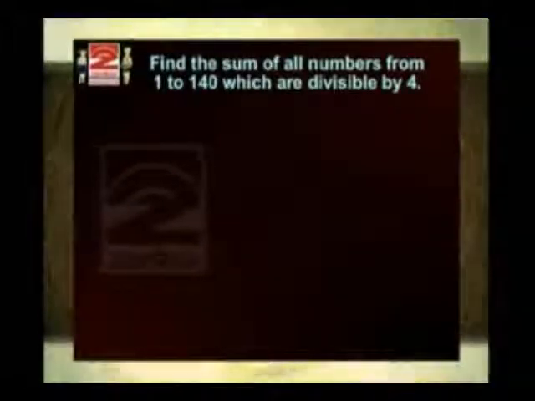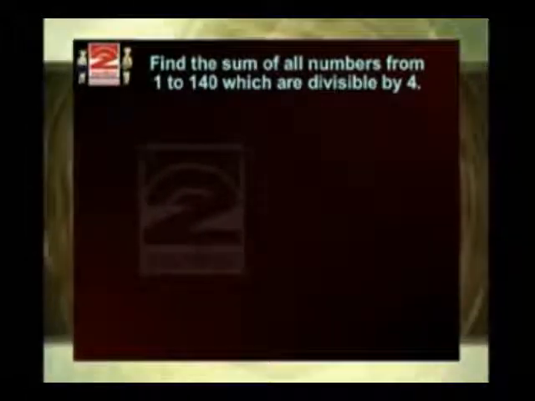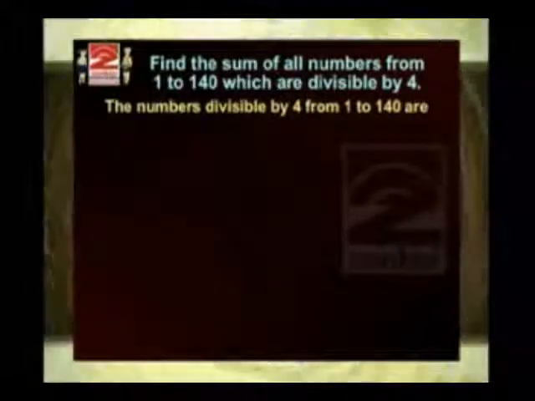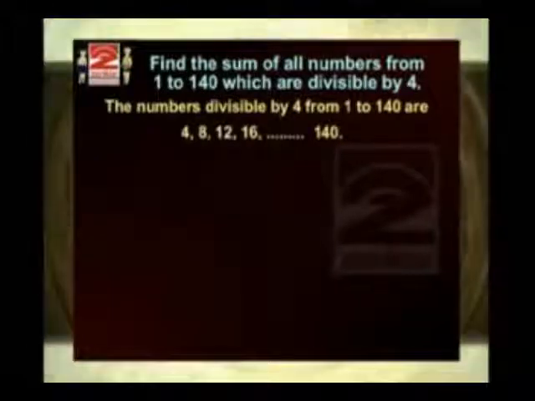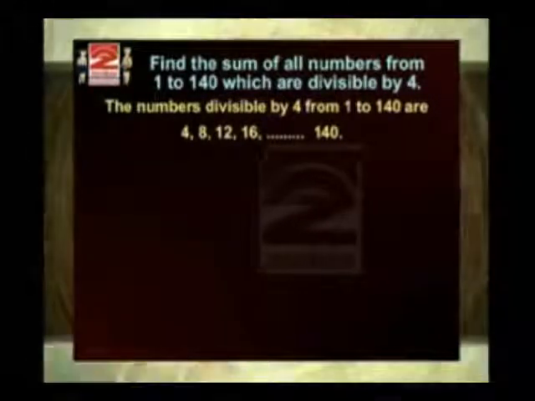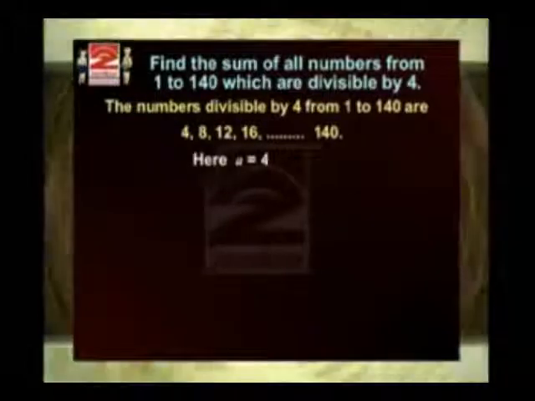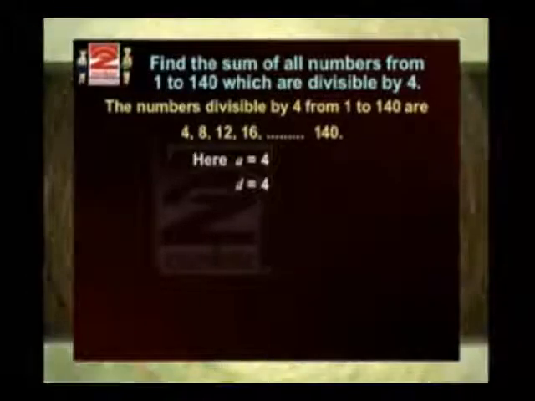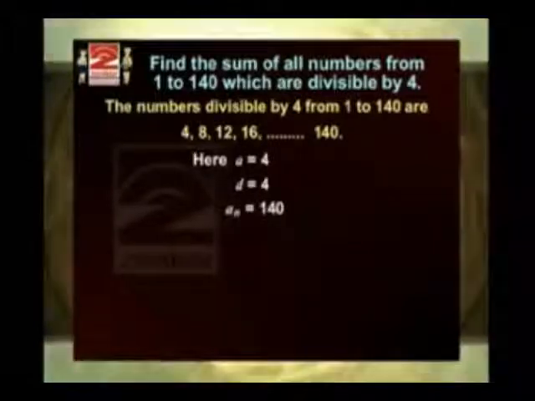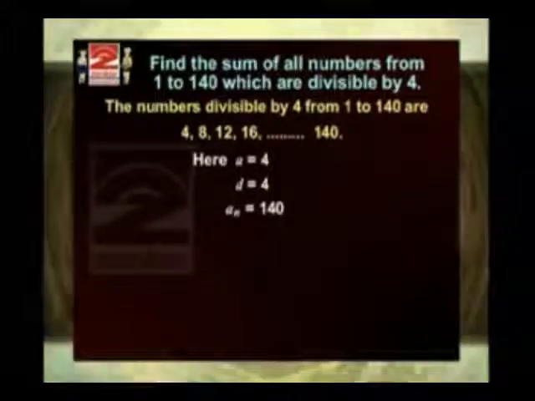So now the question is, find the sum of all numbers from 1 to 140 which are divisible by 4. Now the numbers divisible by 4 from 1 to 140 are 4, 8, 12, 16, dot dot dot 140. Here A is equal to 4, D is equal to 4 and AN is equal to 140.